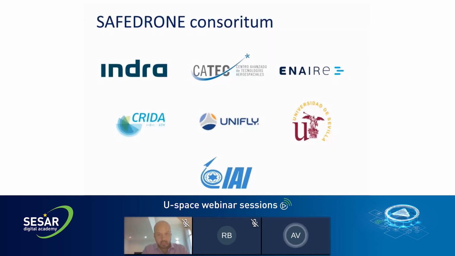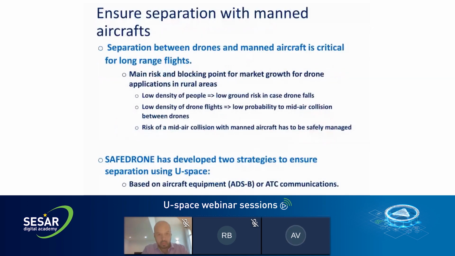So basically, the first set of results that we would like to show is about different strategies that we have tested in order to ensure the separation with manned aircraft. It's important to highlight that separation between drones and manned aircraft is critical for VLL and long-range flights with drones. It's true that, for example, in rural areas and peri-urban areas, it's probably going to be the main risk and blocking point for the market growth.